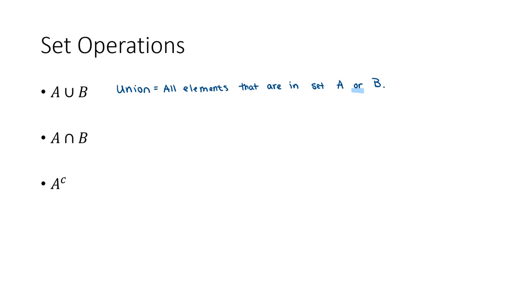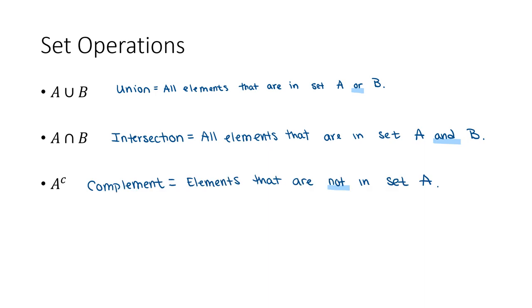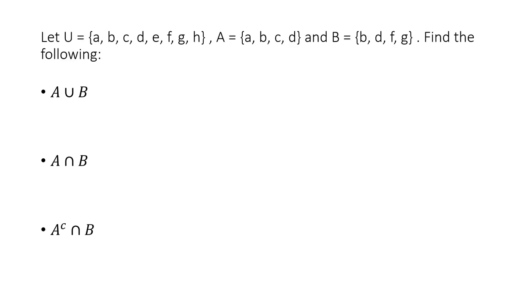The second operation I have listed on the screen with the upside down U is the intersection of two sets. This would be all elements that are in set A and set B. So for an element to be in a union, it can be in one or the other set. For an element to be in an intersection, it has to be in both sets. Finally, that A^c stands for the complement of set A. So the little c means complement, and that refers to elements that are not in set A. So let's see how these operations work by doing an example.